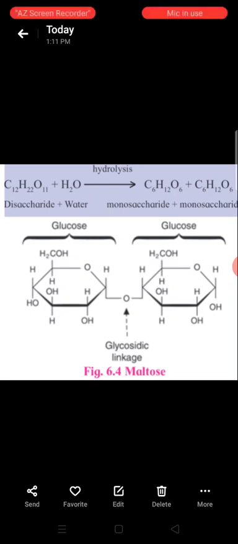Number one, starch. Starch is the food stored in plants. Amylose and amylopectin are both made up of alpha glucose. Amylose is an unbranched polymer of alpha glucose. Amylopectin is a branched polymer of alpha glucose. It is completely insoluble in water.